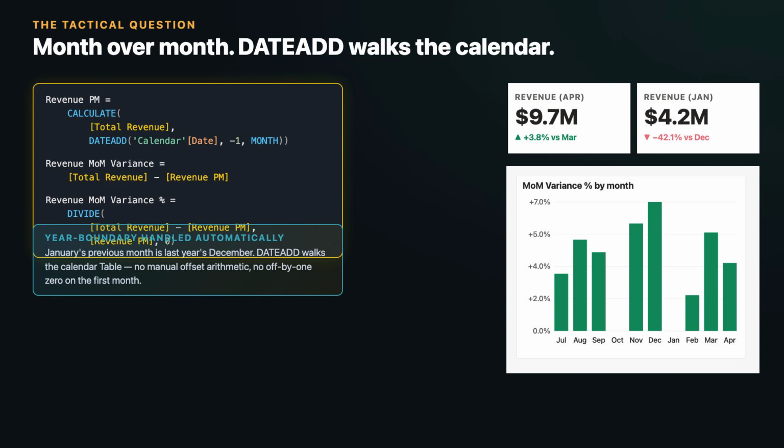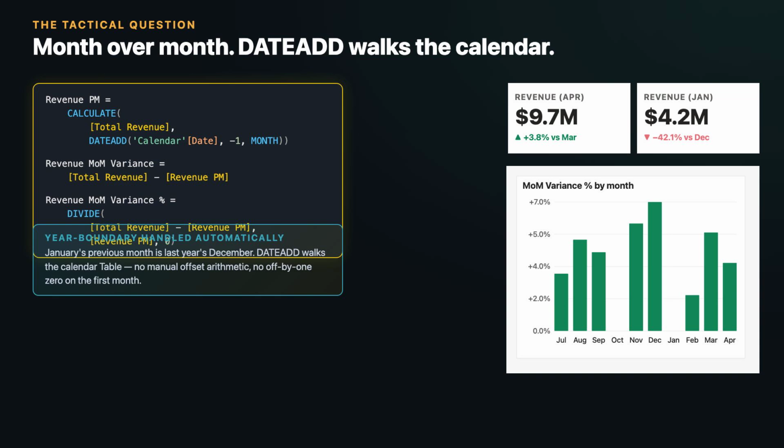Variance is then straightforward arithmetic. Total revenue minus revenue PM. And percent variance with the divide by zero guard from episode 10. Divide a variance over revenue PM with 0 as the safe fallback. Drop the percent variance on a KPI card. Configure the conditional formatting so positive variances are green and negative are red. Now there's a card whose color tells you the answer before you read the number.